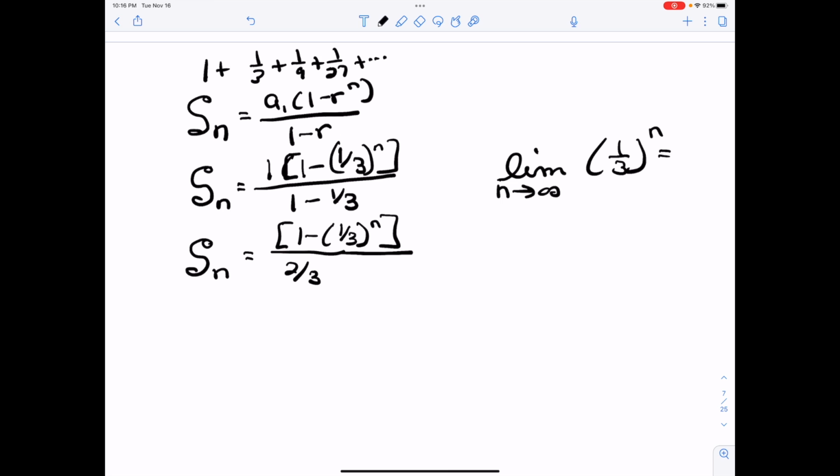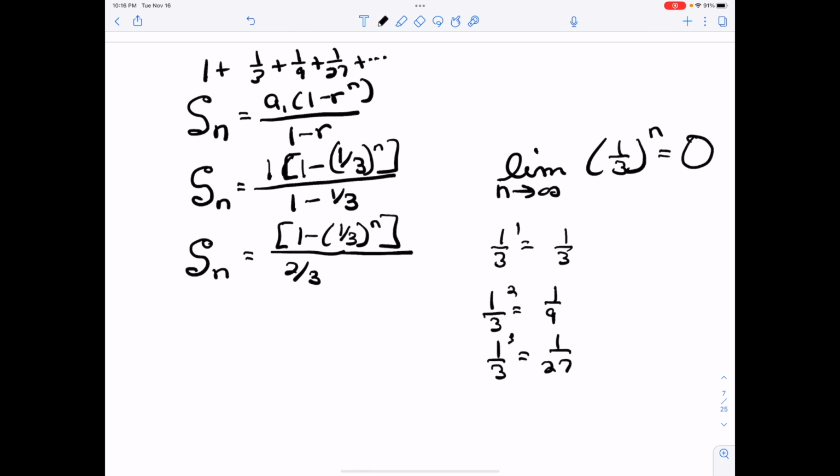So as you increasingly take 1/3 to powers, 1/3 to the first power is 1/3. 1/3 squared is 1/9. 1/3 cubed is 1/27. This keeps getting smaller and smaller and approaches 0. So when you take a fraction like 1/3 and raise it to the nth power, as your n gets bigger and bigger, your results get closer and closer to 0.